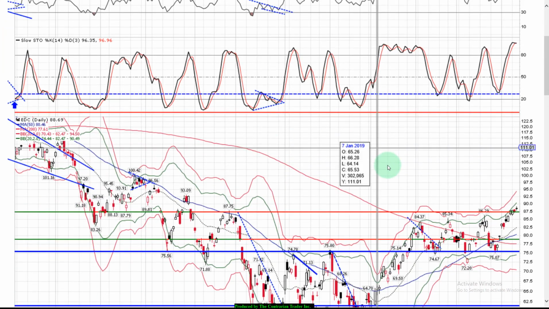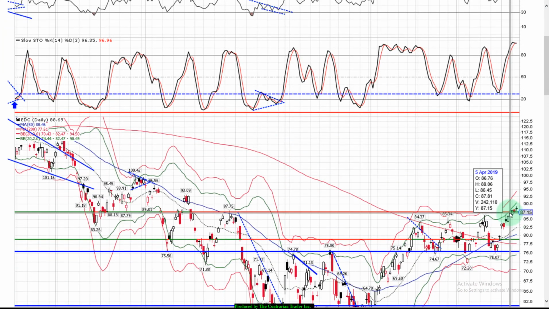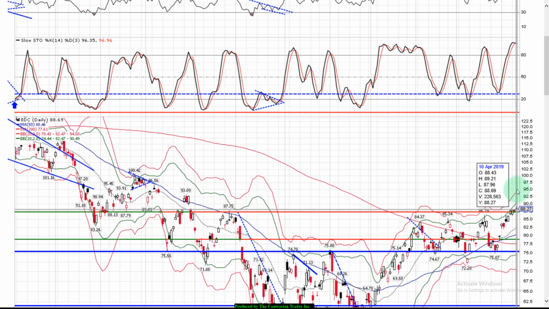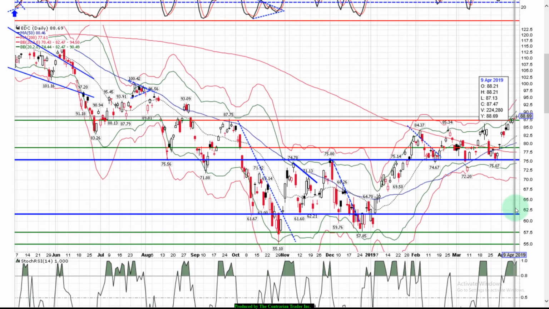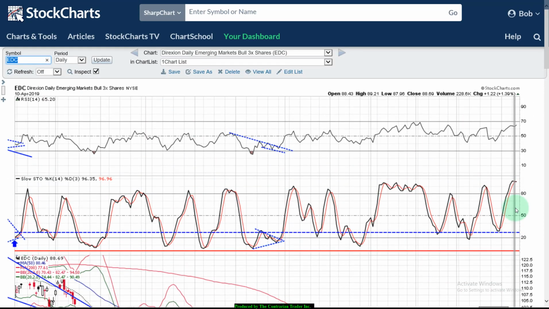Back to the daily chart, a clean breakout above resistance on the 5th. We've been consolidating. Yesterday, we began to push higher. A bit of a doji formation yesterday, a sign of indecision. But I think that we're going to press higher. Watch the dollar and watch yields. A decline in yields and a decline in the U.S. dollar will cause emerging markets to rally.